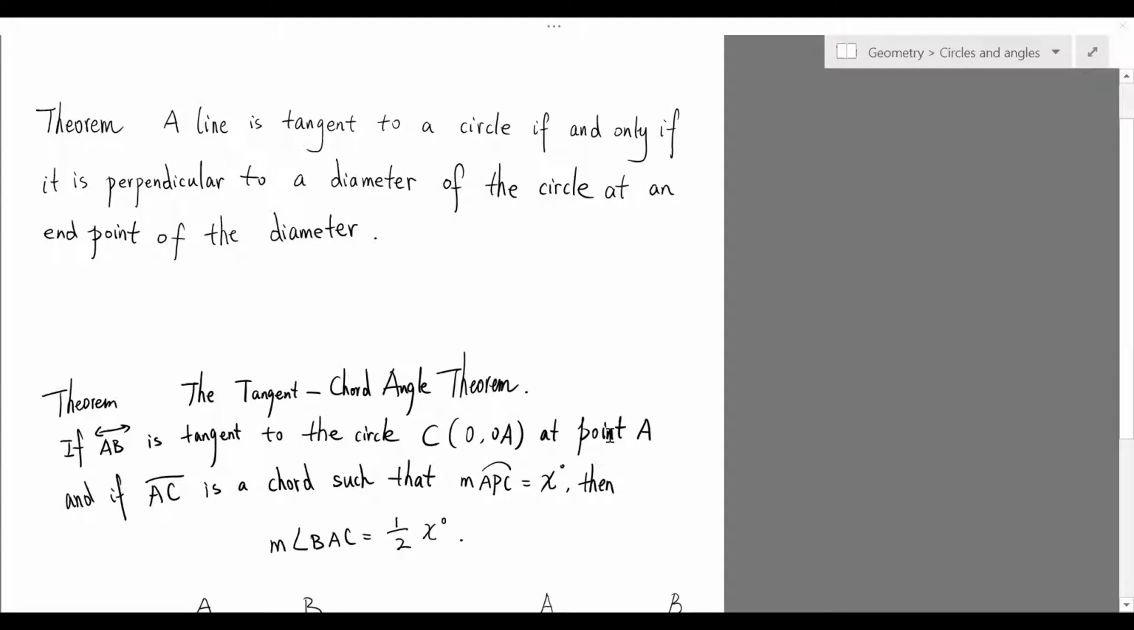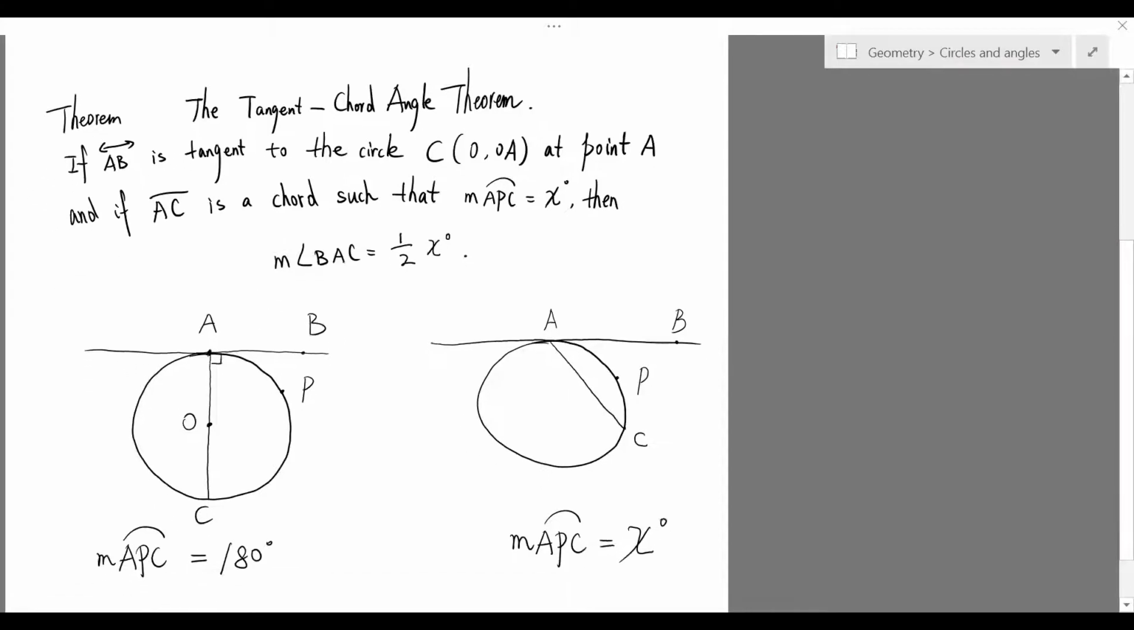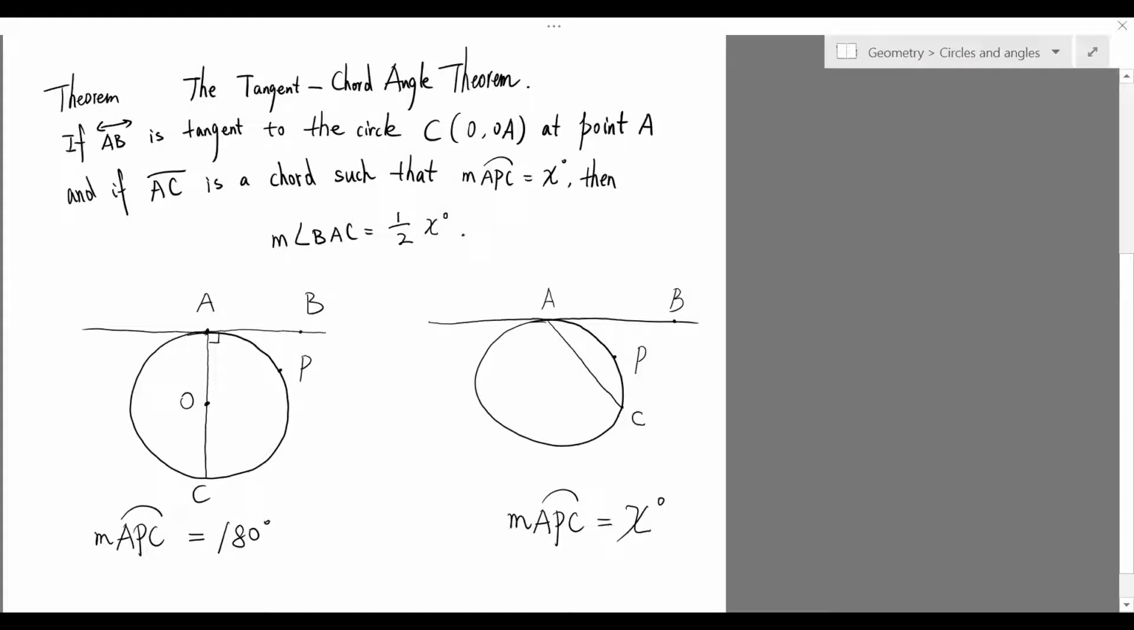It says that if a line AB is tangent to the circle, which is denoted by C(O, OA), where O is the center of the circle and OA is standing for a radius of the circle, and the tangent line is tangent to the circle at point A, and if AC is a chord such that the measure of the arc APC is equal to x degrees, then we conclude that the measure of the angle BAC is equal to 1/2 of the measure of the arc APC.